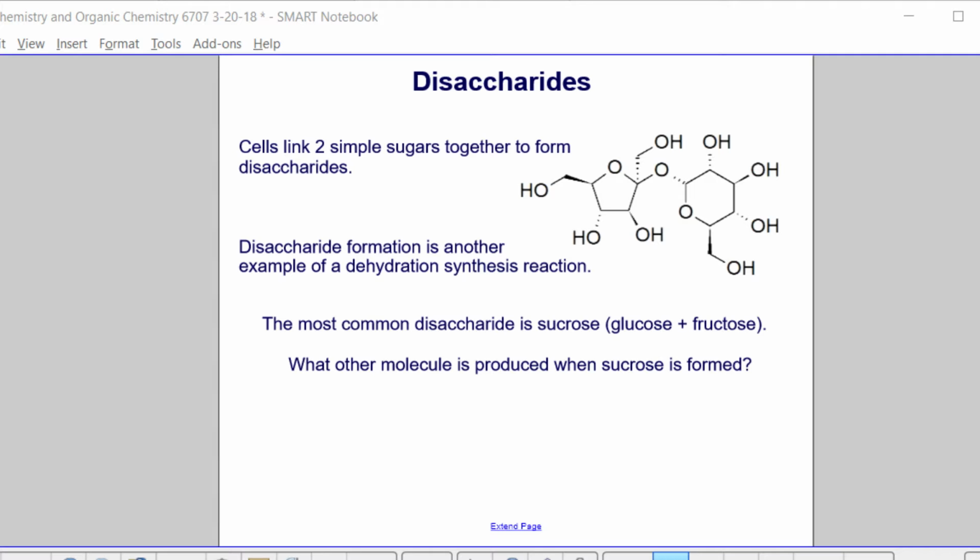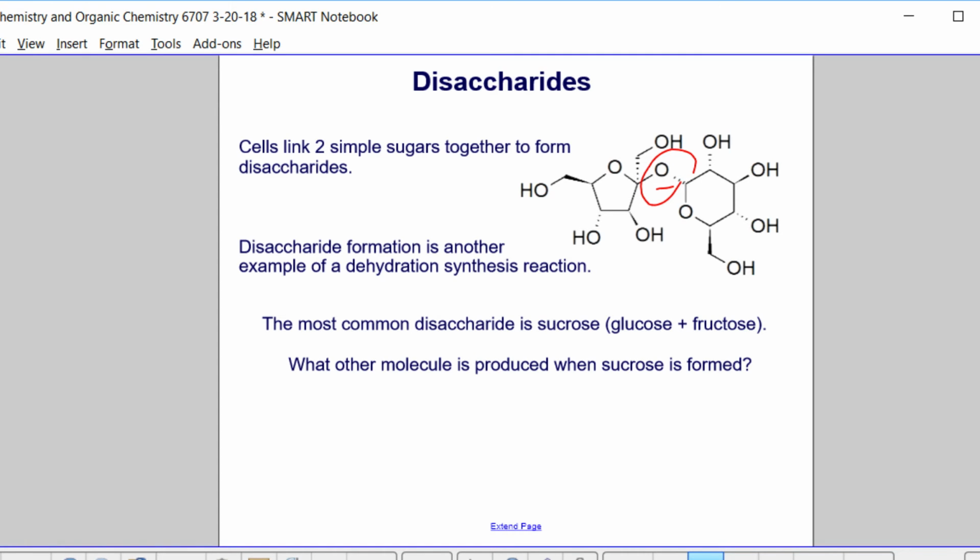Disaccharides are formed when two simple sugars are linked together. Disaccharide formation is another example of a dehydration synthesis reaction. So we can see here the link between these two simple sugars right here. The most common disaccharide is the combination of glucose plus fructose. Those two simple sugars together make sucrose, the disaccharide, which is table sugar.